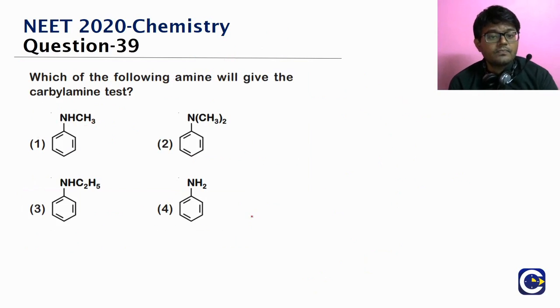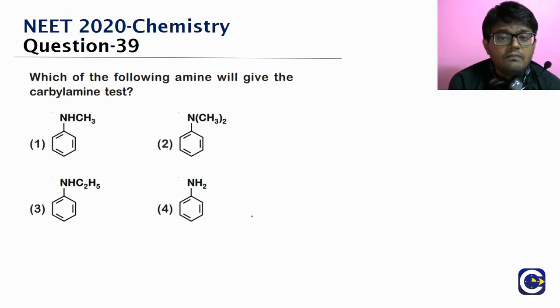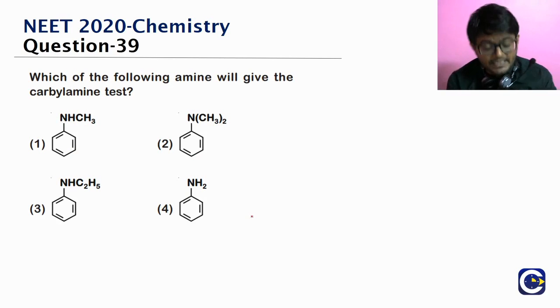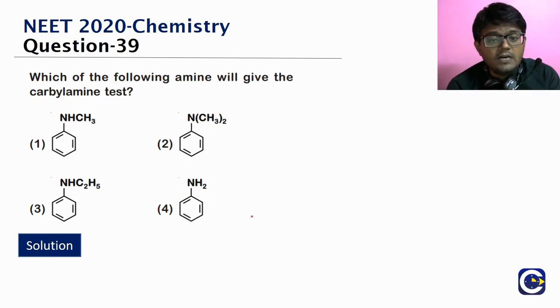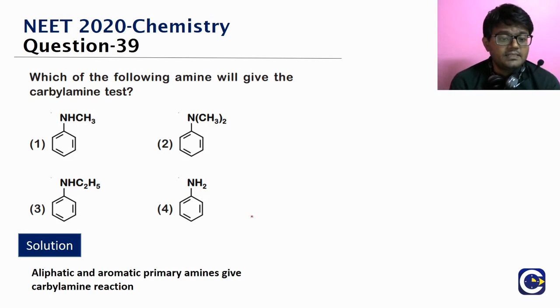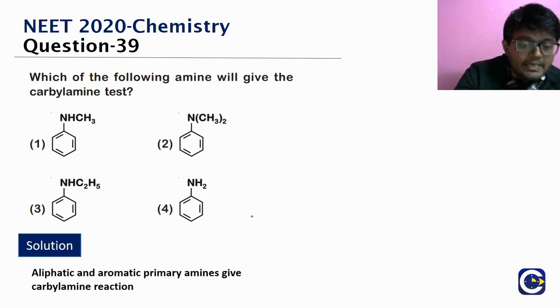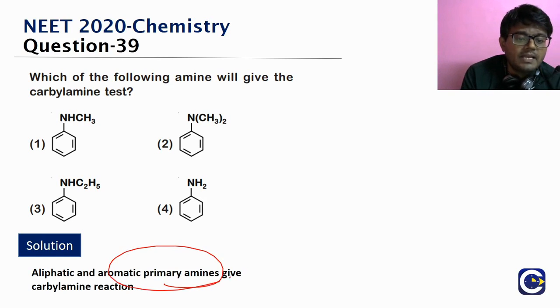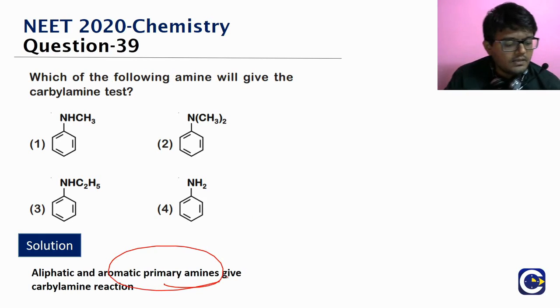Okay, next we have a named test. What is it? Carbylamine test. Which of the following amines will give the carbylamine test? What kind of substances will give the carbylamine test? Either aliphatic or aromatic primary amines. They will be able to give the carbylamine test.